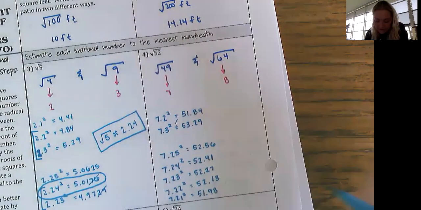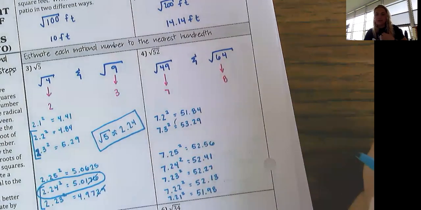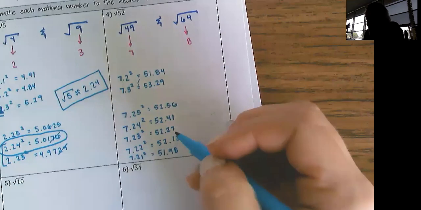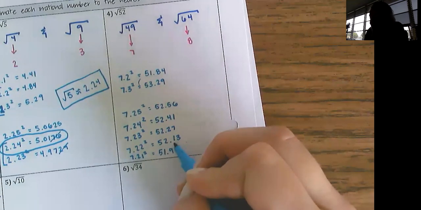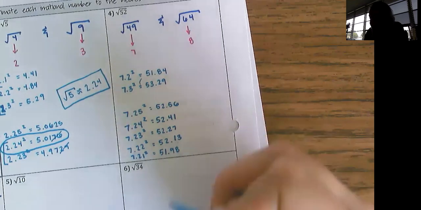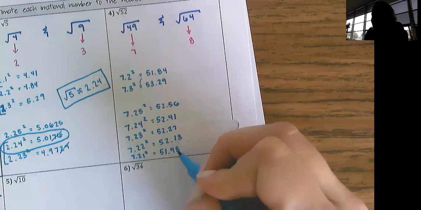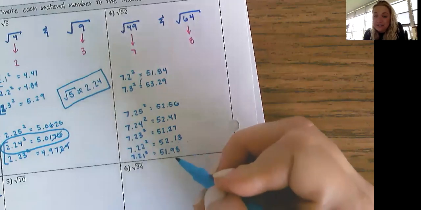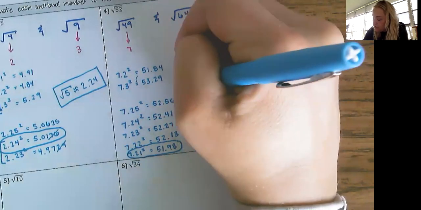Okay, one of these is going to be our answer. So which one is closer to 52? Now this one here is 0.13 above 52, and this one, 0.98, is only 2/100ths below. So this one is going to be closer to the actual answer that we wanted. So I'm going to say the square root of 52 is approximately equal to 7.21.